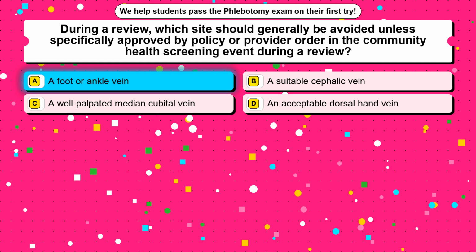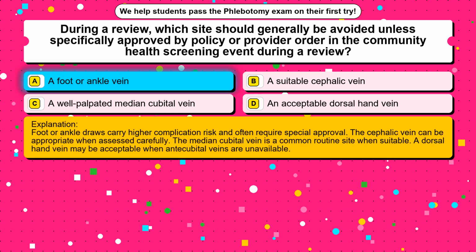The correct answer is option A. A foot or ankle vein. Foot or ankle draws carry higher complication risk and often require special approval. The cephalic vein can be appropriate when assessed carefully. The median cubital vein is a common routine site when suitable. A dorsal hand vein may be acceptable when antecubital veins are unavailable.